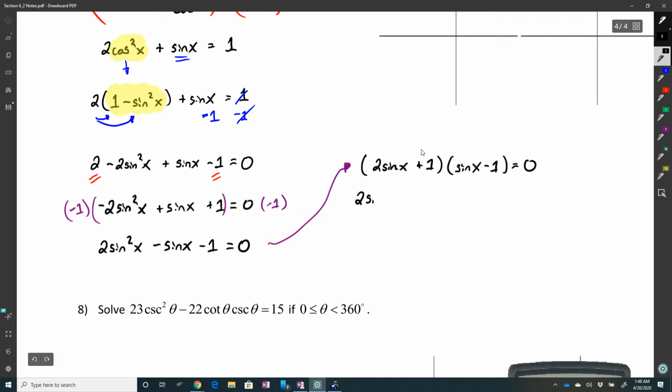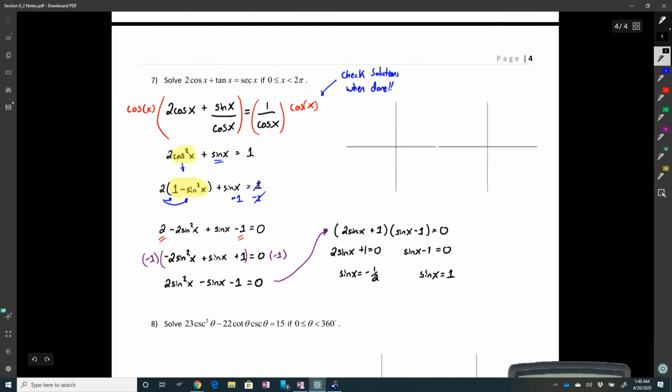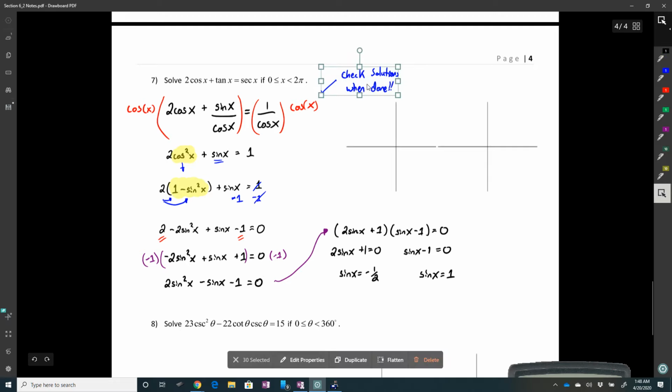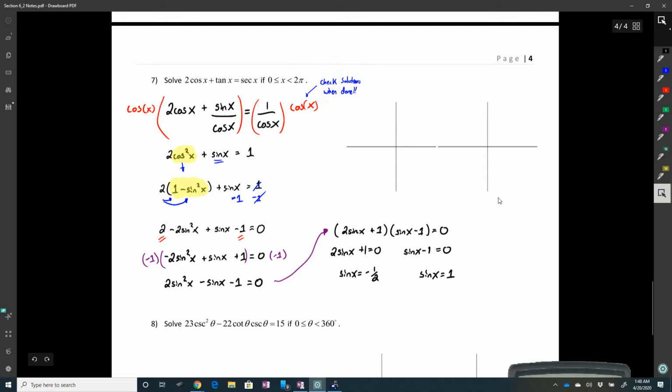So even using the quadratic formula shouldn't be too bad. So I have 2 sine x plus 1 equals 0, and sine x minus 1 equals 0. Sine x equals negative 1/2. Sine of x equals 1. So those are my 2 different solutions. Let me move this over, make it smaller. So I have sine of x equals negative 1/2, and sine of x equals 1.